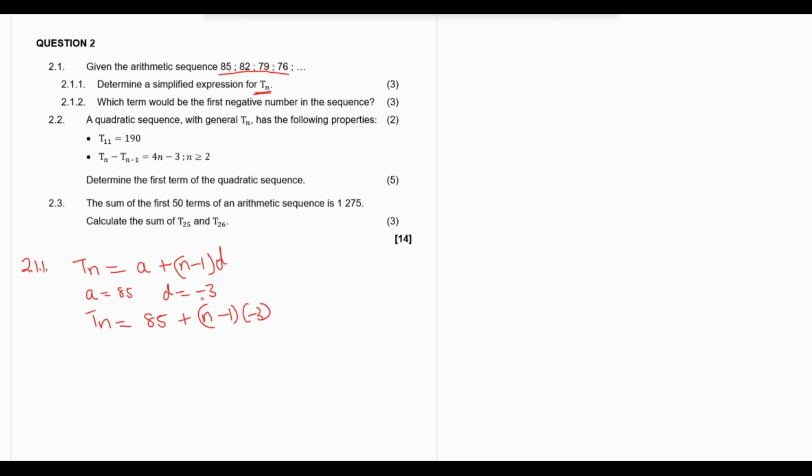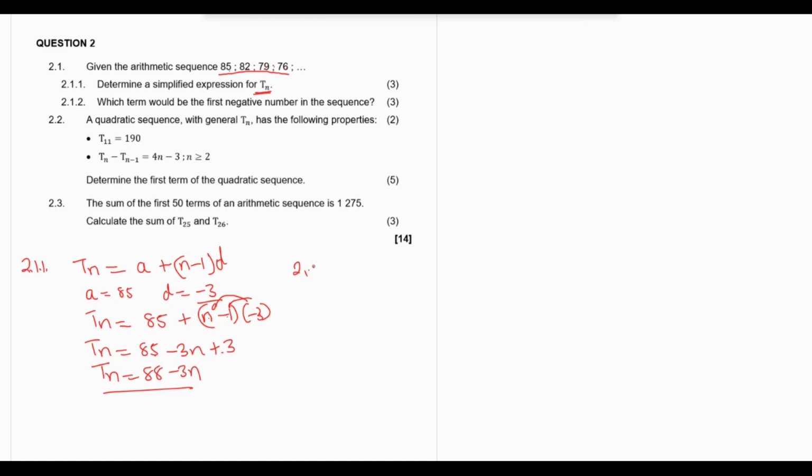Please take note: put your negative 3 outside the bracket, and then you distribute it. So Tn is equal to 85, and then negative 3 times n, that is negative 3n. Then negative 3 times negative 1 is positive 3. Then we can simplify this. What is 85 plus 3? That is 88. So Tn is equal to 88 minus 3n.